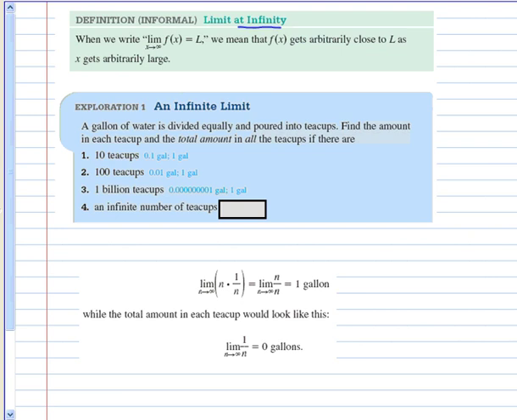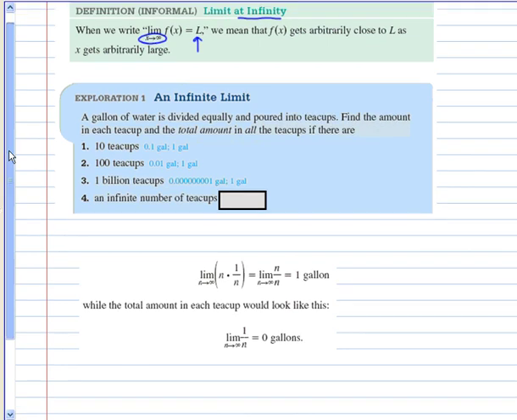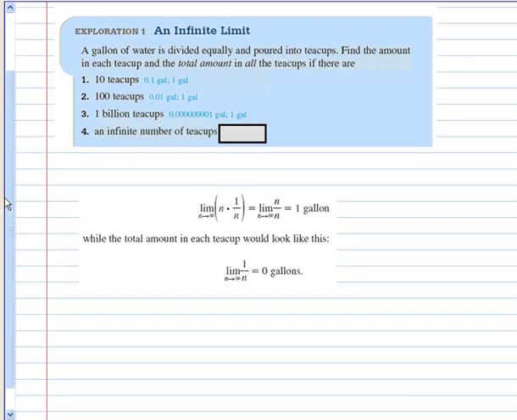Some function, the limit of a function as our x value approaches infinity approaches L. So our function value gets closer and closer to L as our x gets bigger and bigger and bigger and bigger. So let's see if we can have an idea of this infinite limit, see what happens to it. Let's look at this little exploration.